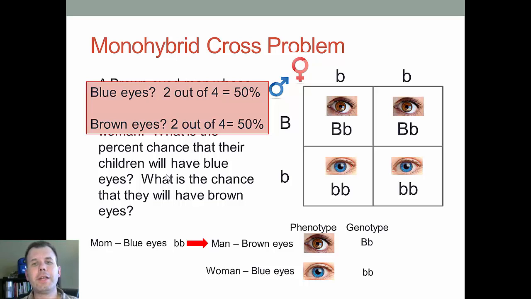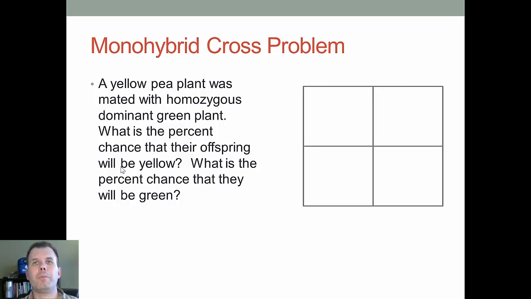Okay, for the next situation, I'm going to give you the problem. I'm going to have you pause the video, work on the problem, and see if you get the right answer. So let's do this problem. A yellow pea plant was mated with a homozygous dominant green plant. What is the percent chance the offspring will be yellow? And what is the percent chance that they'll be green? So here's the problem.